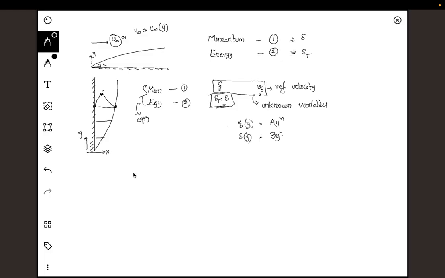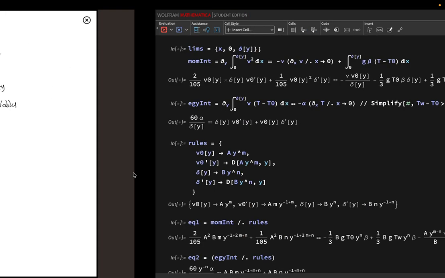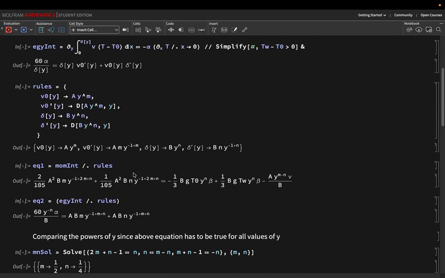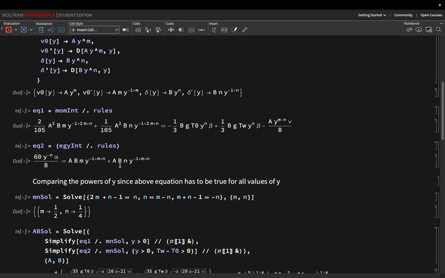We'll assume certain forms like this, and once we assume this, we will substitute them back into our governing equations and then solve for the values of a and b and m and n. Again, as we said, we will have 4 unknown variables, but just 2 equations. So the additional constraint that we will bring in is that whatever profile we are choosing should be valid for all the values of y throughout the domain. That is the additional criterion.